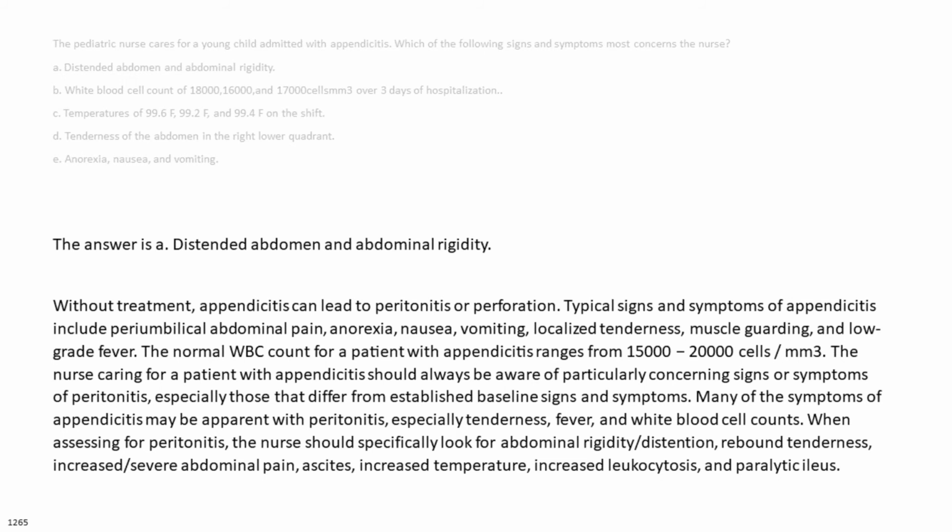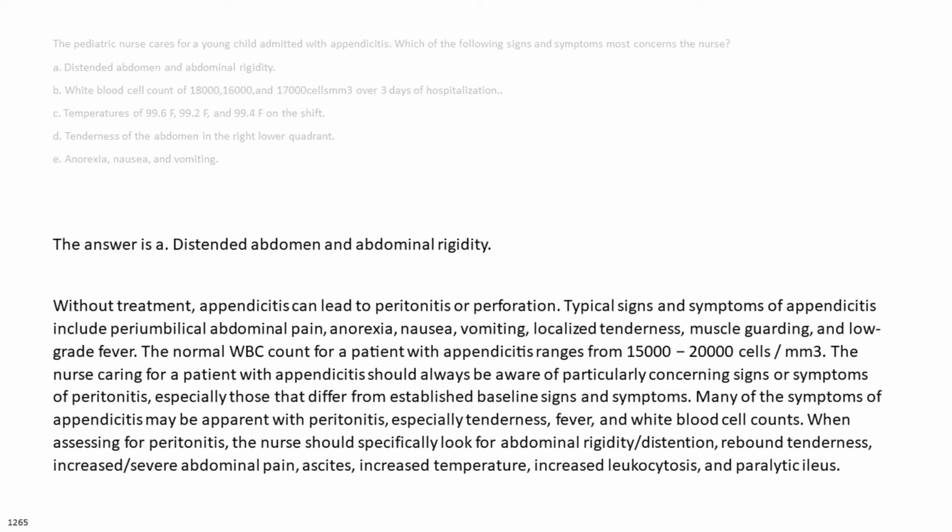The answer is A. Distended abdomen and abdominal rigidity. Without treatment, appendicitis can lead to peritonitis or perforation. Typical signs and symptoms of appendicitis include periumbilical abdominal pain, anorexia, nausea, vomiting, localized tenderness, muscle guarding, and low-grade fever. The normal WBC count for a patient with appendicitis ranges from 15,000 to 20,000 cells per cubic millimeter.